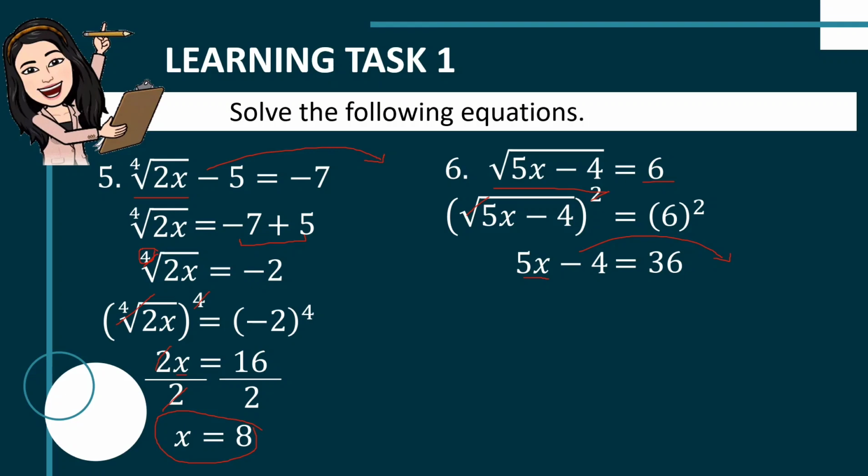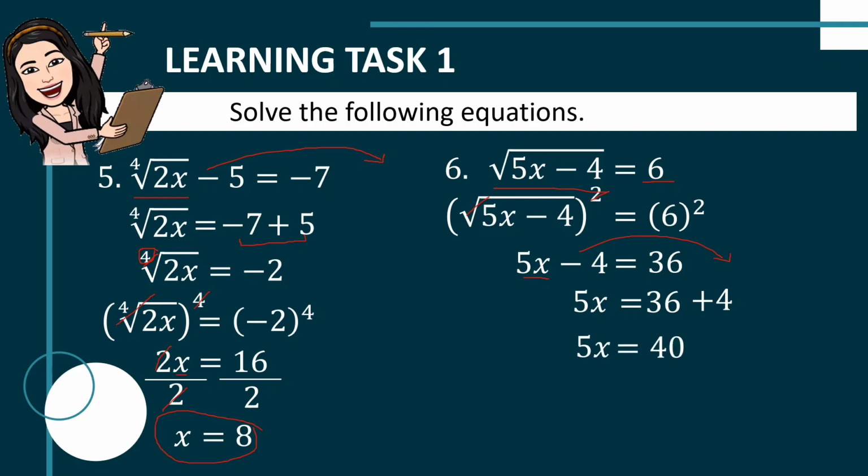Now, simplifying, para ma-solve natin si x, we will transpose negative 4 to the other side. Tama ba? Para ma-isolate natin yung 5x. That will be equal to 5x is equal to 36. Negative 4 will become positive 4. And 36 plus 4 is equal to 40.